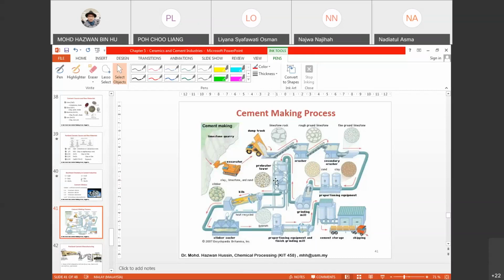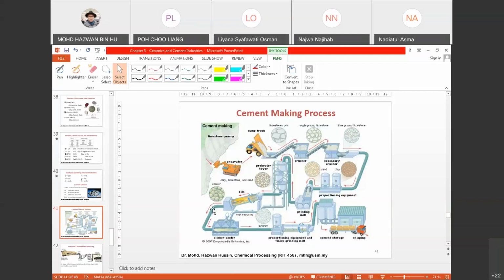So it goes to this preheat tower. This preheat tower is just to activate the material. It's just being heated slightly before it goes into the rotating kiln. The rotating kiln actually functions as a rotating furnace. This is where the process will happen, where most of the mixture will be turned into clinkers.